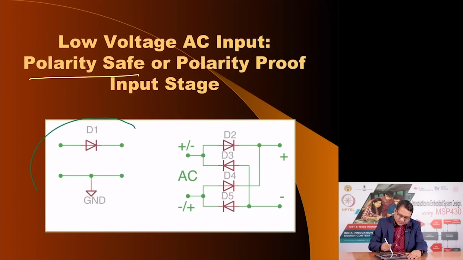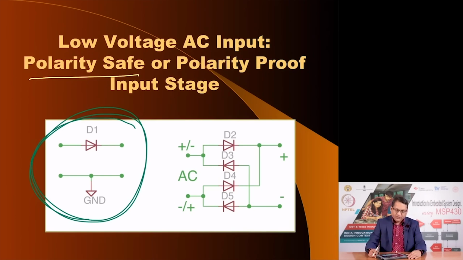This is a polarity safe option, meaning if the polarity here is not plus and minus, it would not damage the system because this diode will block. If the polarity applied here is minus and plus like this, the diode will block and will prevent damaging the rest of the components.